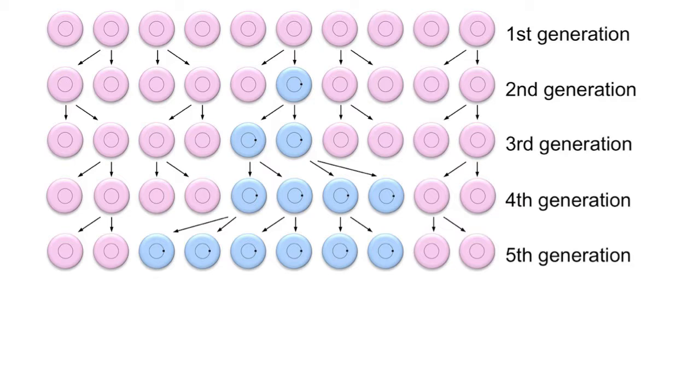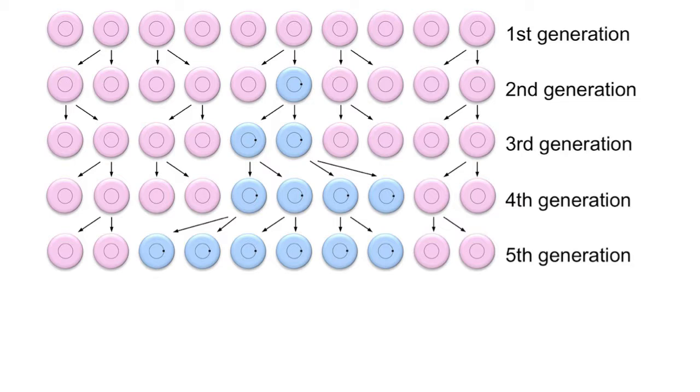So the population changed from having only pink individuals to having a mixture of pink and blue. The population has changed, and that's evolution. Now the population could stay this way, with a mixture of pink and blue organisms, with varying frequencies of pink and blue for many generations and a very long time.